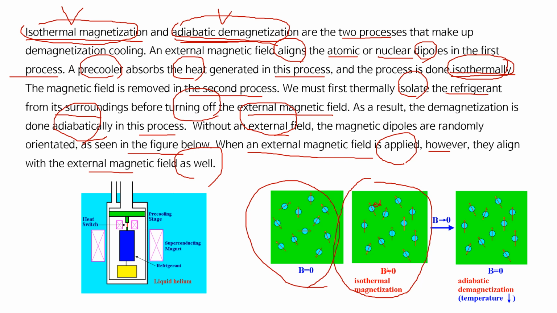And in the adiabatic demagnetization process, we first isolate the refrigerant using a heat switch. We will discuss this heat switch later. And then we remove the external magnetic field. That is the adiabatic demagnetization process. Okay, then the temperature will be reduced.